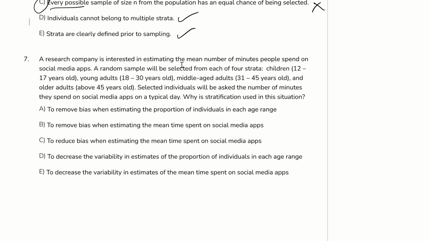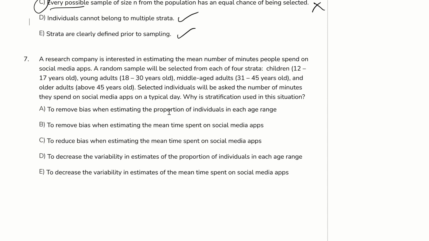true. Number 7, a research company is interested in estimating the mean number of minutes people spend on social media apps. A random sample will be selected from each of 4 strata by age group. Selected individuals will be asked the number of minutes they spend on social media apps on a typical day. Why is stratification used? Okay, so what they're saying is that they think the age group affects the response to the question, how much time they spend on social media apps. They think age has an effect on it, and so they're breaking it up into strata that will influence their response. Okay, so that's important.